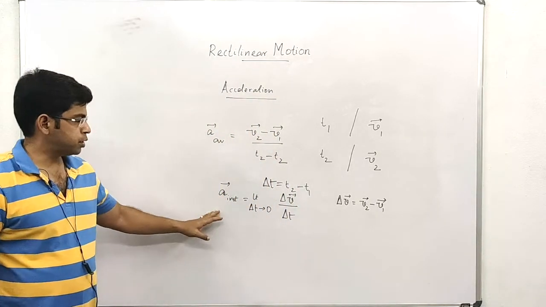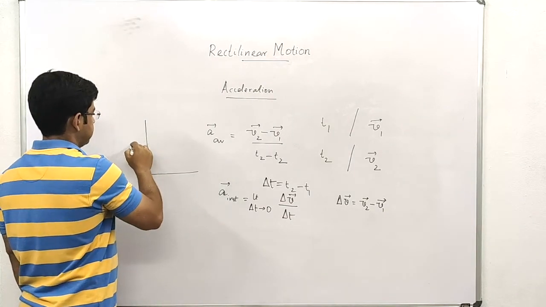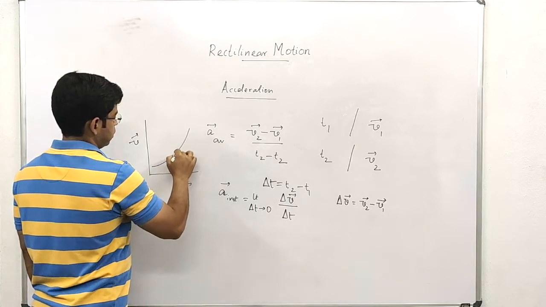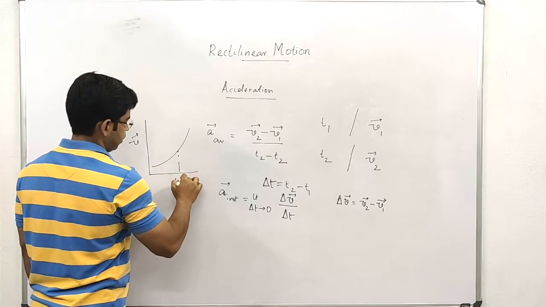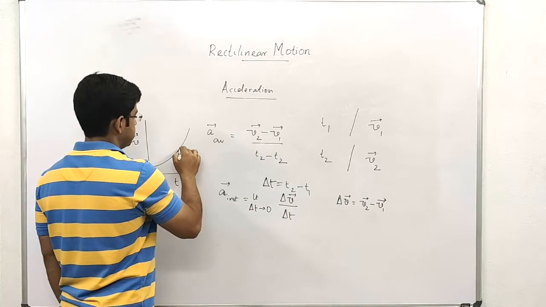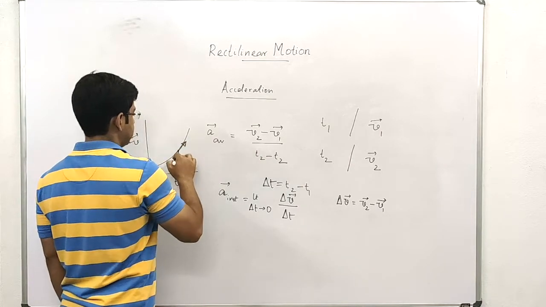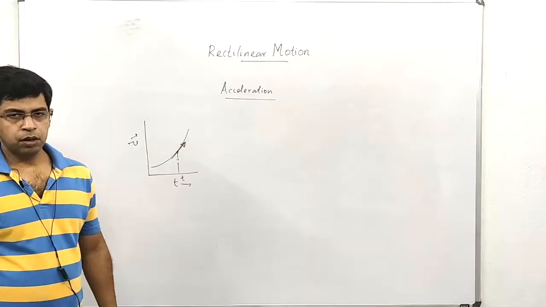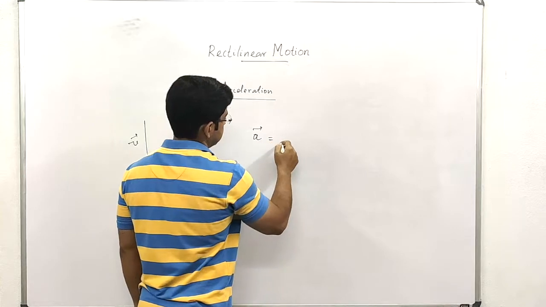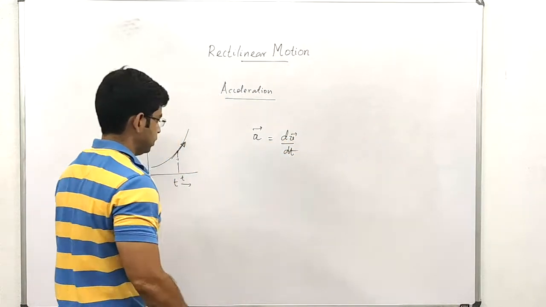So here again instantaneous acceleration is basically the slope of the v versus t curve at the time instant t. So basically it is the tangent at the time instant t. By acceleration we normally mean instantaneous acceleration, and it is denoted as dv dt.